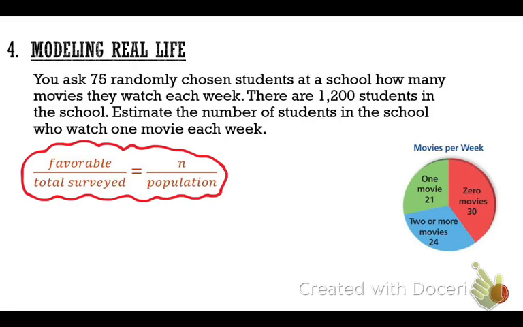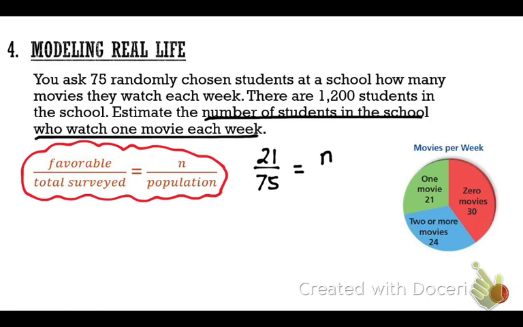21, okay? That's what's favorable. We're looking for how many people watched a movie a week. So for favorable, you're going to write it over here just to the right. You might have to write kind of small to make sure it fits. 21 divided by, favorable over total surveyed. How many people did they ask in this survey? 21 divided by 75 equals N. N stands for what we're looking for: the number of students in the school who watched one movie each week. That's my N. Divided by the total population. What's the population? 1,200 people are in the school.